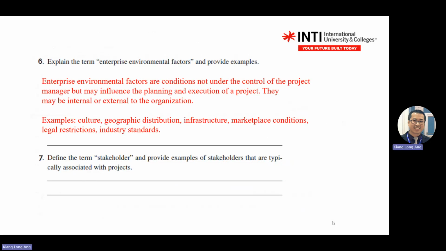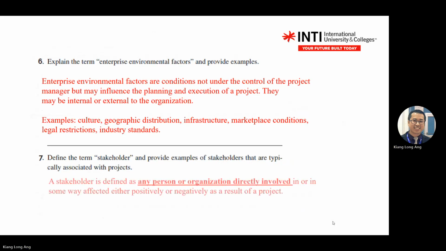Define the term stakeholder. This one also, I think you see in the chapter 2 question. Stakeholders. Examples of stakeholders associated with the projects. Stakeholders are those involved and they can affect the result of the projects. They are a person directly involved and they can affect the projects. Okay.